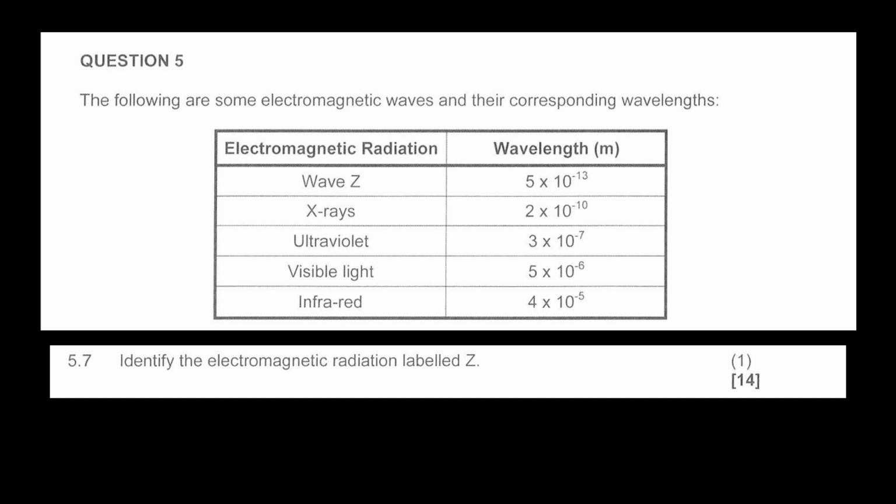Wave Z is an electromagnetic radiation with a smaller wavelength than X-rays, and there's only one. In the whole electromagnetic spectrum, there's only one other electromagnetic radiation which has a smaller wavelength than X-rays, and you need to go memorize that electromagnetic spectrum before you go write your March control test. And those are gamma rays. So gamma rays have the shortest wavelengths of all electromagnetic radiation.